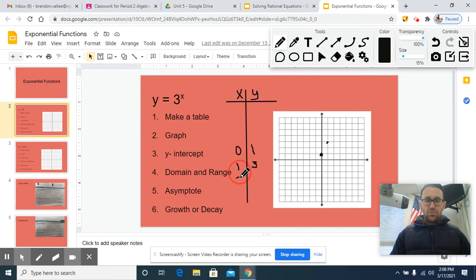If I plug in 2, 3 to the second power is 9. So 2, comma 9 is up here somewhere. Okay. Now let's plug in some negative numbers. 3 to the negative 1 power. If you plug that into your calculator, you're going to see 0.33 repeating. So really that's 1/3.